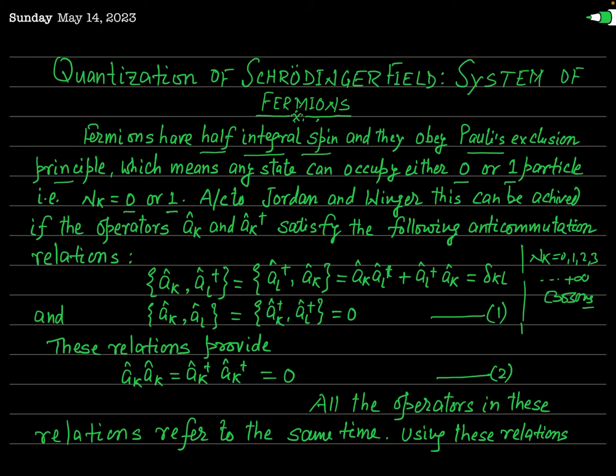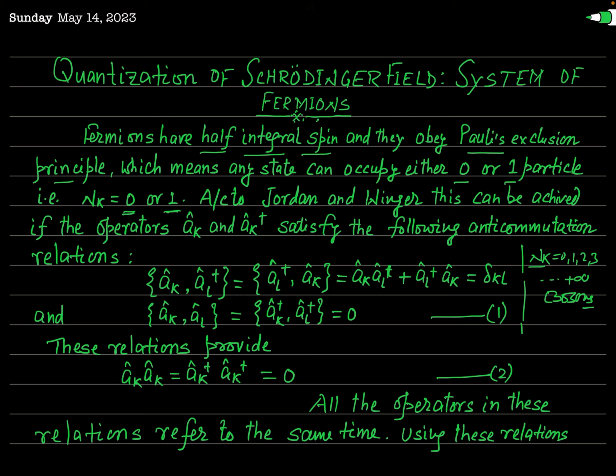In the case of bosons, you have seen that the eigenvalue of the number operator n_k hat goes from 0 to infinity in steps of 1. So any number of bosons can be in the same quantum state. But here, since there is a restriction that in a particular quantum state there will be either no fermion or at most one fermion, n_k, which is the eigenvalue of the number operator n_k hat, can have only two distinct values, either 0 or 1.